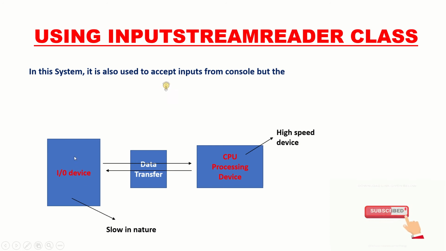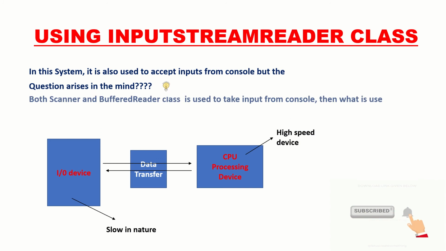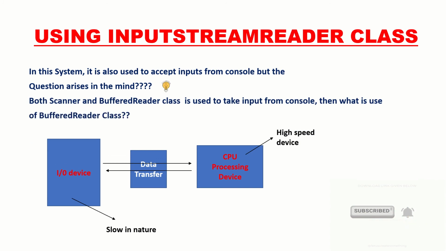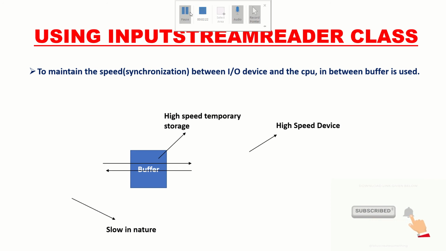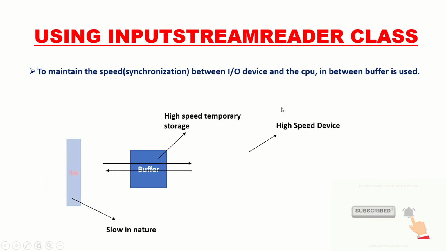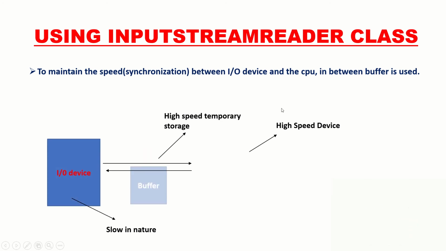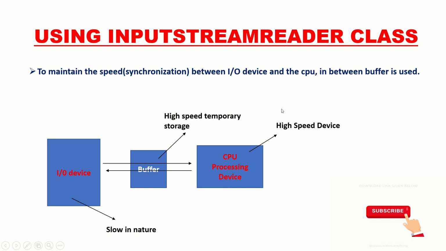So to maintain the speed, that is the synchronization between IO device and the CPU, we need to use a buffer in between. That we will cover in the next slide, as you can see here. So to maintain the synchronization between IO device and the CPU, a buffer is used in between. Buffer is a high speed memory device, as you can see over here. Let me show you. So this is the IO device, slow in nature. This is a buffer, and this is the CPU.